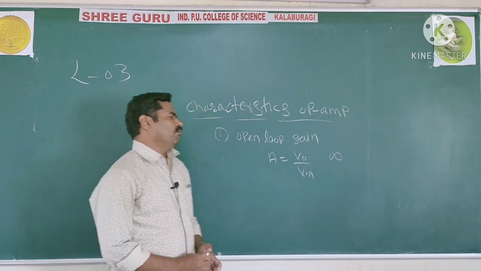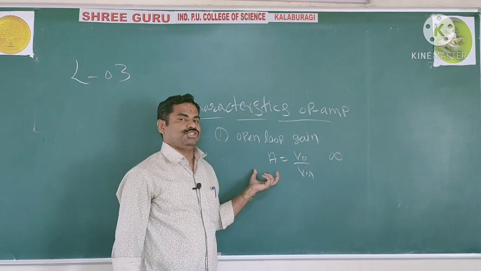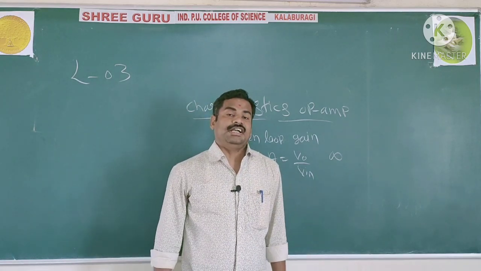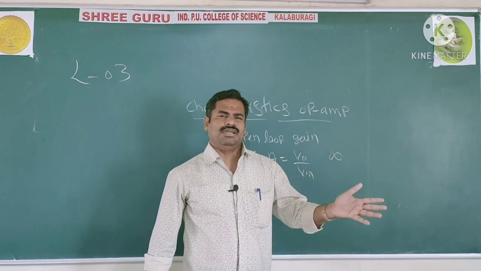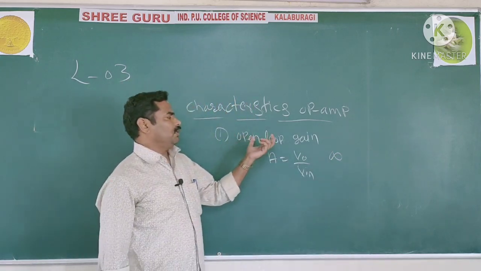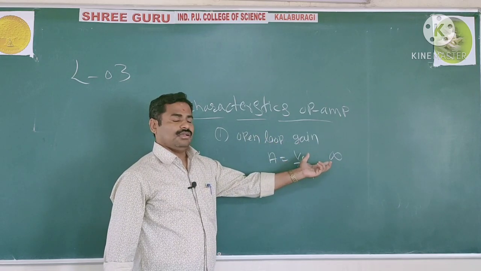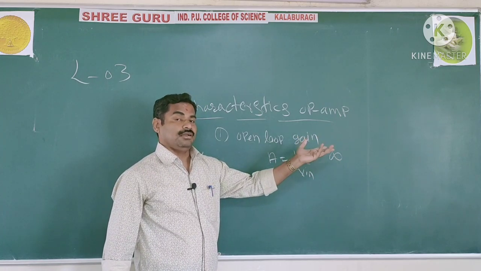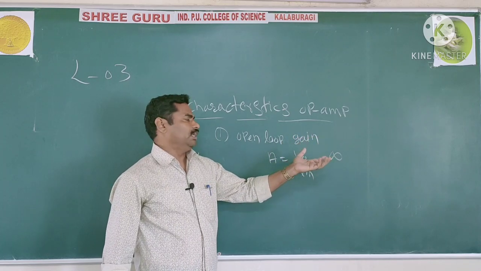Because every device has some drawbacks and limitations, and in general no person is ideal, only God is ideal. Every person and every device has some limitations and drawbacks. In the same way, our operational amplifier also has some limitations and drawbacks. That is why ideally you have infinity, but as I said, it is not possible to construct an ideal operational amplifier practically. We can say theoretically, ideally it is infinite.